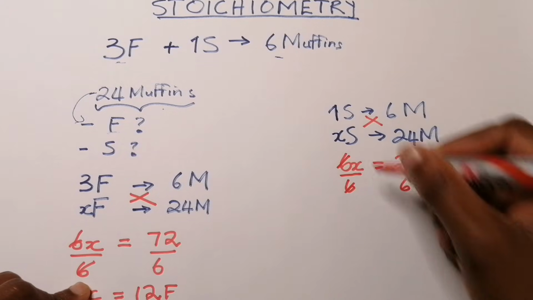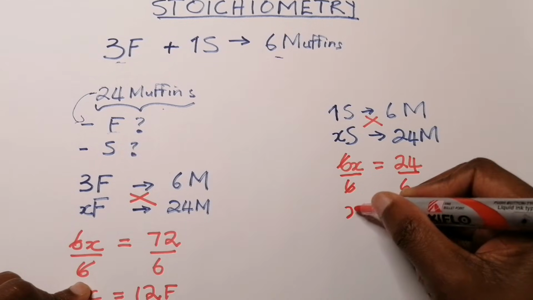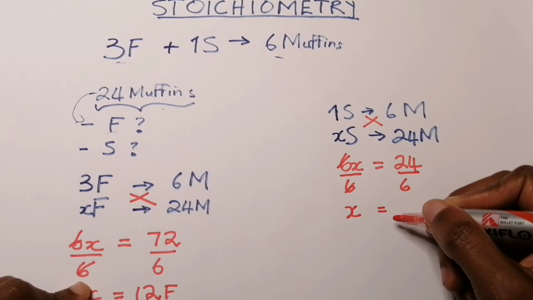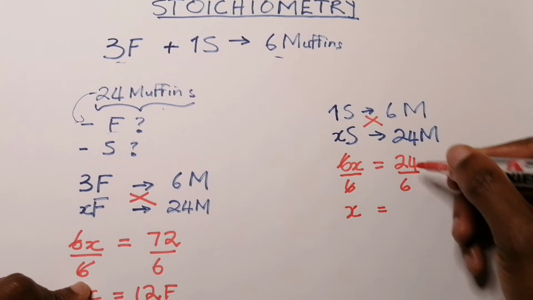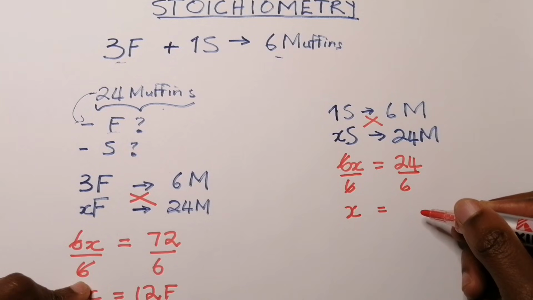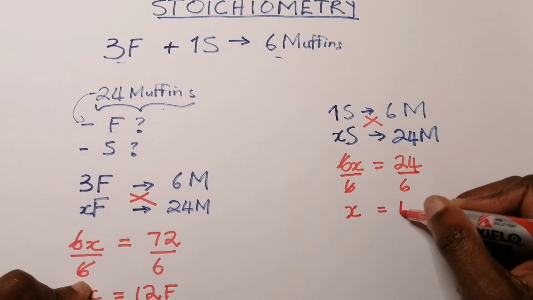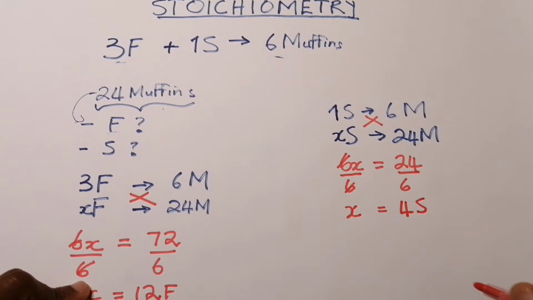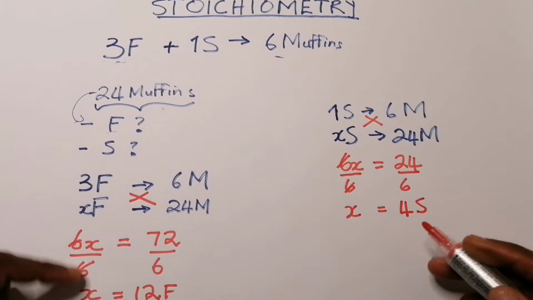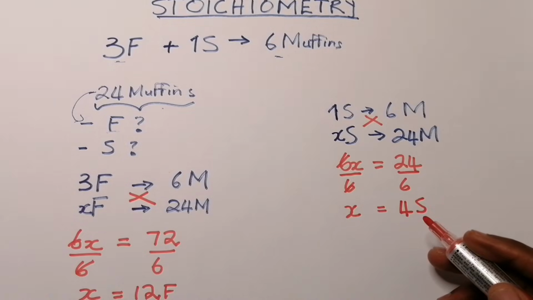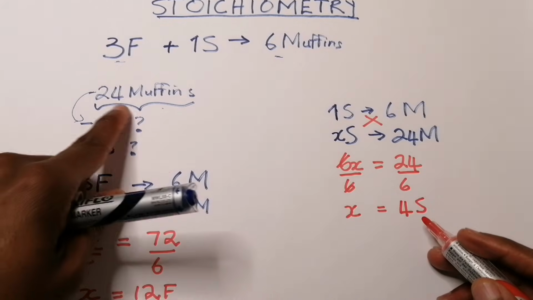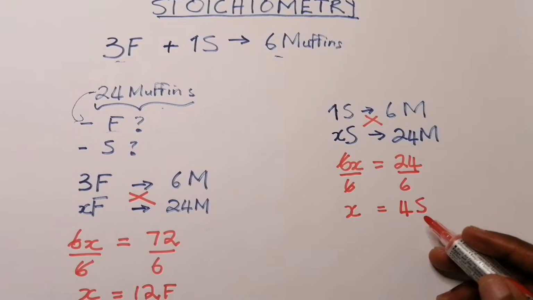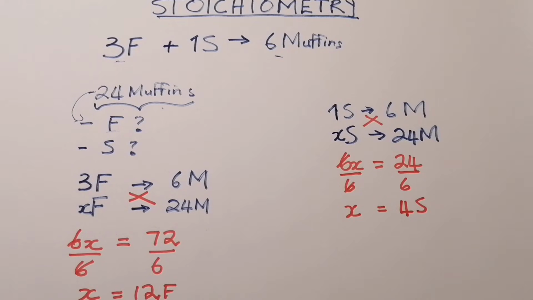To find out the amount, remember, this x now represents the amount of sugar, the cups of sugar. So in this case, 24 divided by 6 should give us 4. So it means 4 cups of sugar will produce 24 muffins. Are you with me? I hope that you're following what I'm doing.